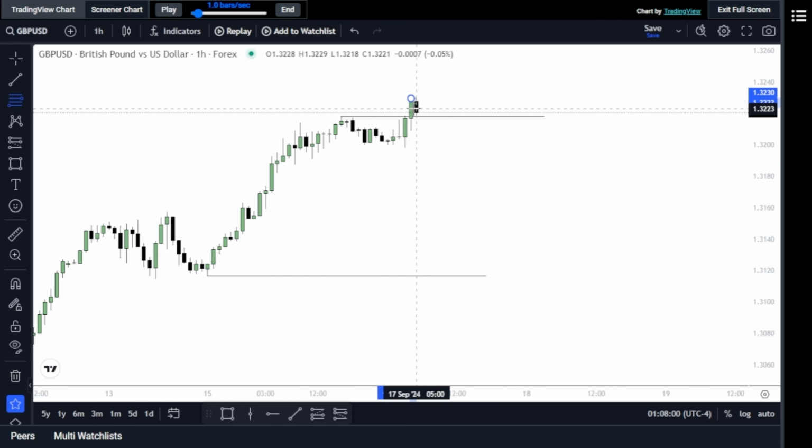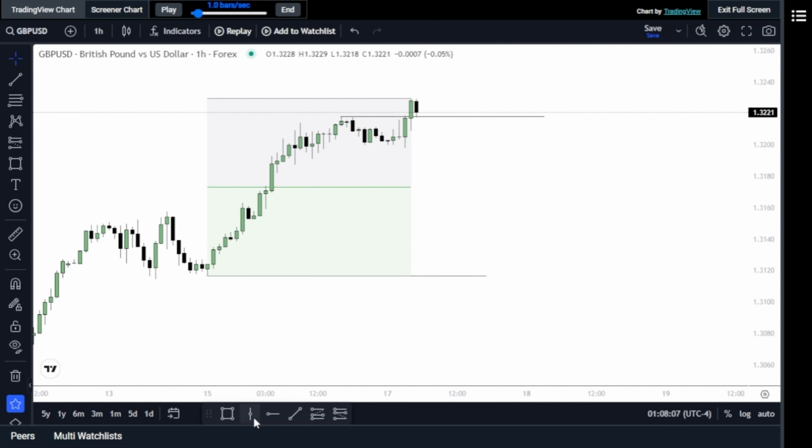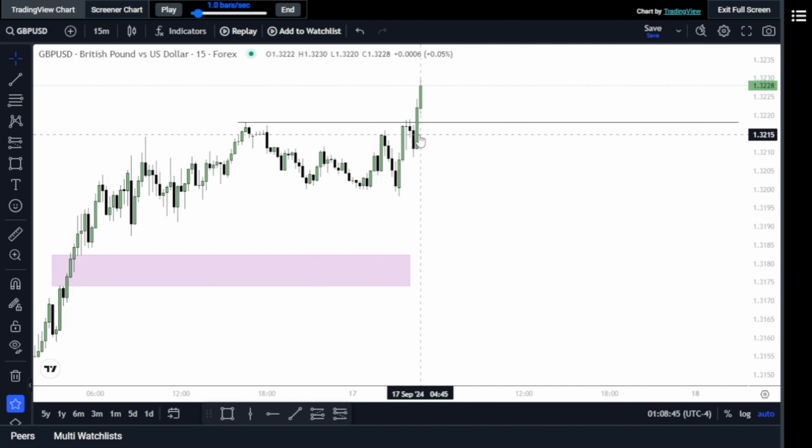The market took out this high. Now simply draw a dealing range from this high to this low. Around this equilibrium, I'm looking for a fair value gap and here we have one. We will look for a short entry here and we will target this fair value gap. Now let's move to the 15-minute chart. This is a 15-minute chart. Now we will wait for the SMT and then the change in state of delivery, and after that we can enter our position and we'll target this fair value gap.